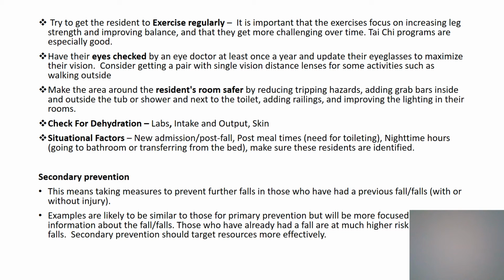Secondary prevention. This means taking measures to prevent further falls. So if they've had one fall, especially with injury, they may be more apt to fall again. So we want to make sure that we're covering every aspect and looking to help so that we can prevent any further falls.